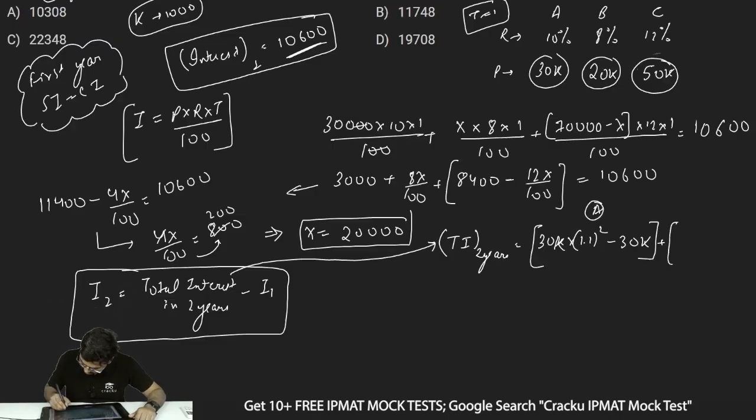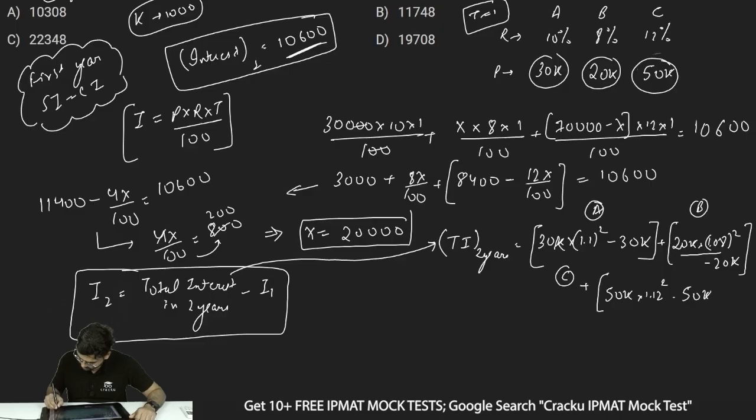This is from scheme A. From scheme B it will be 20k into (1.08) whole square minus 20k, 20k minus (1.08) whole square, this will be the amount after 2 years, and I have to remove the amount which was the initial principal amount to get the total interest earned in 2 years. Plus for scheme C it will be 50k into (1.12) whole square minus 50,000.